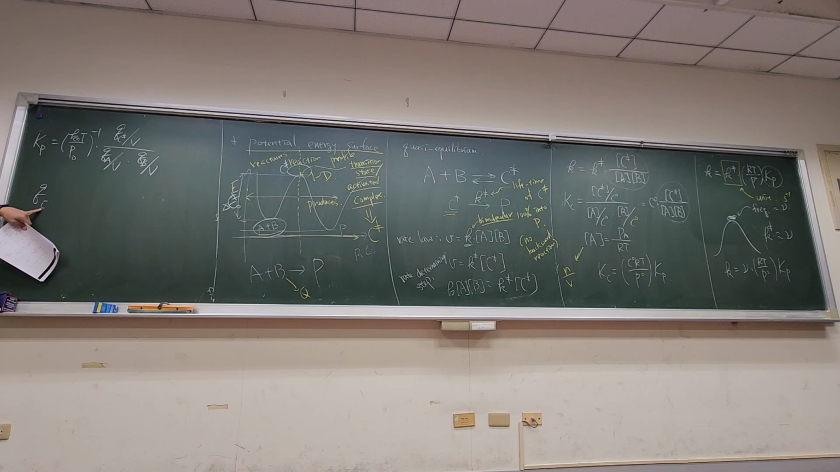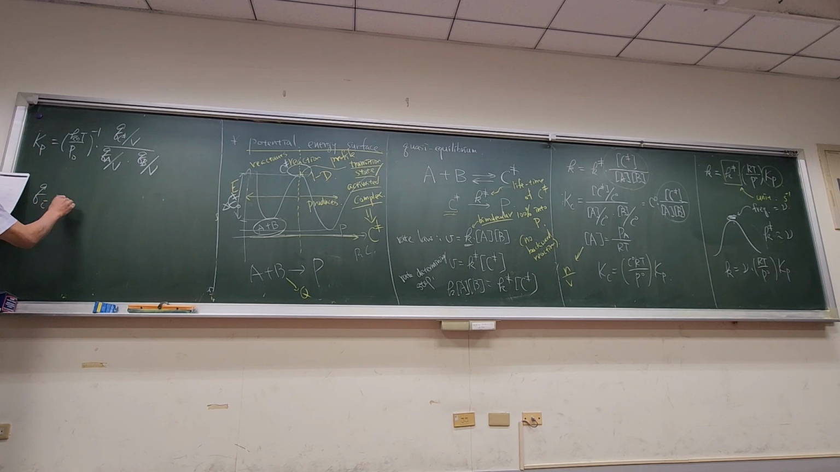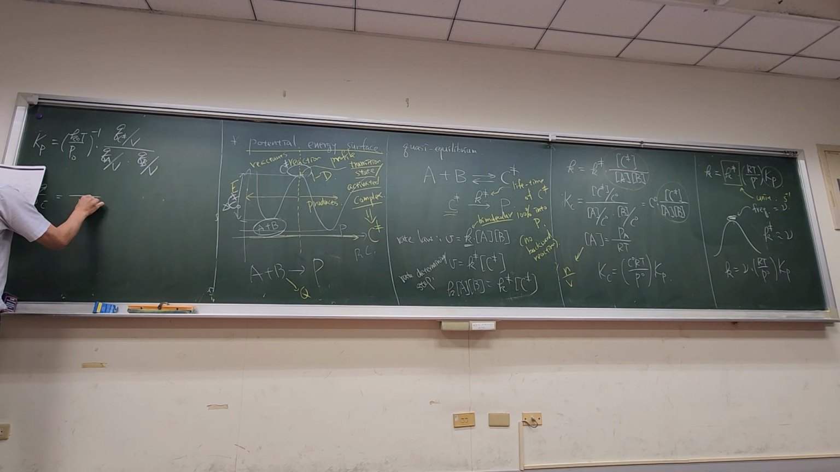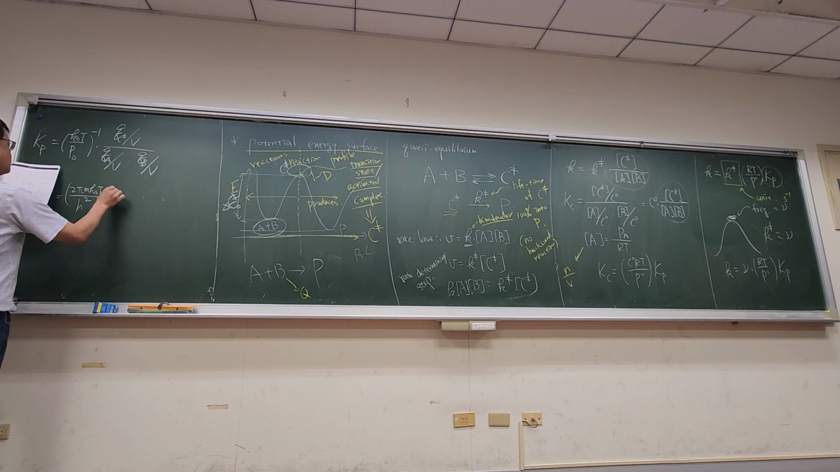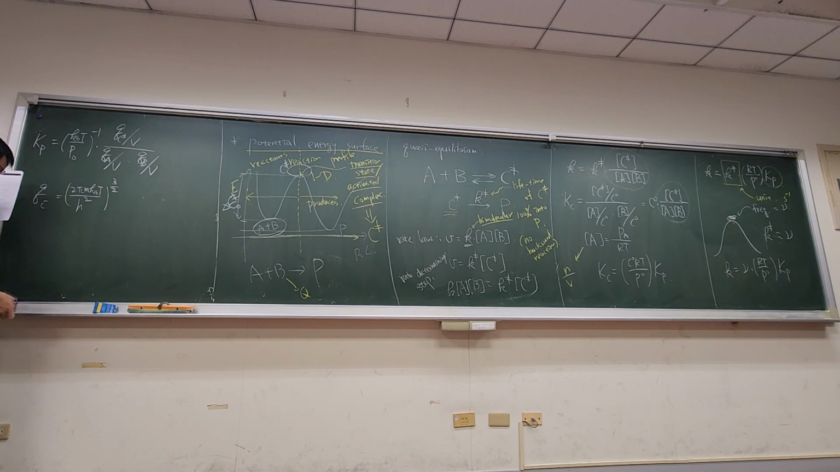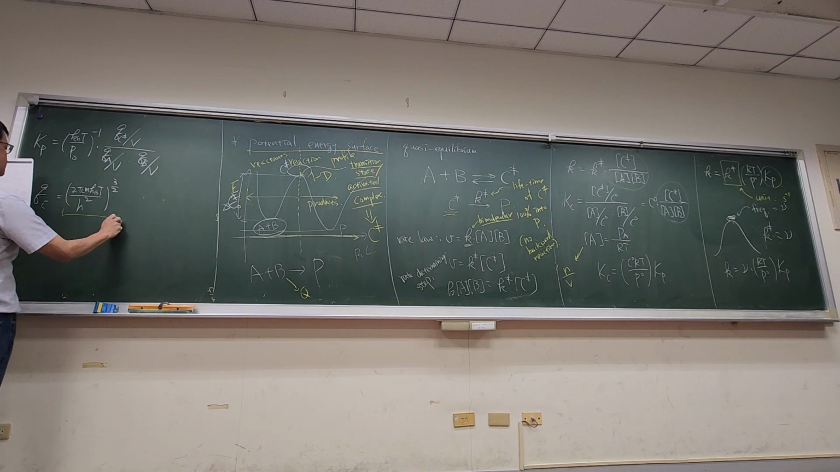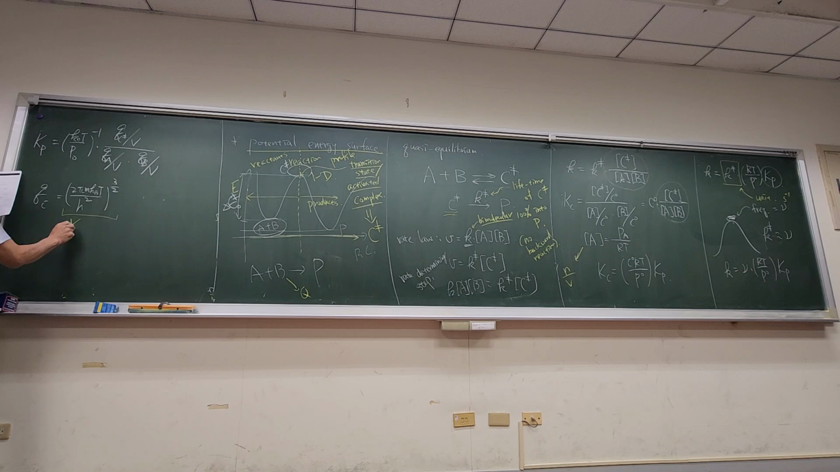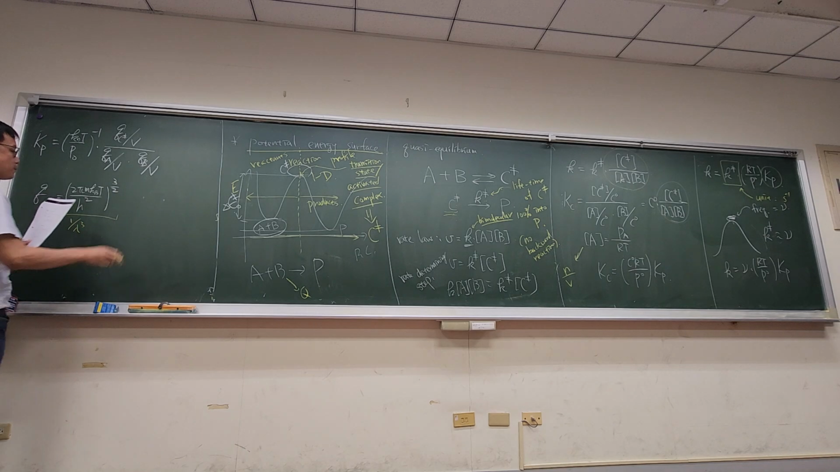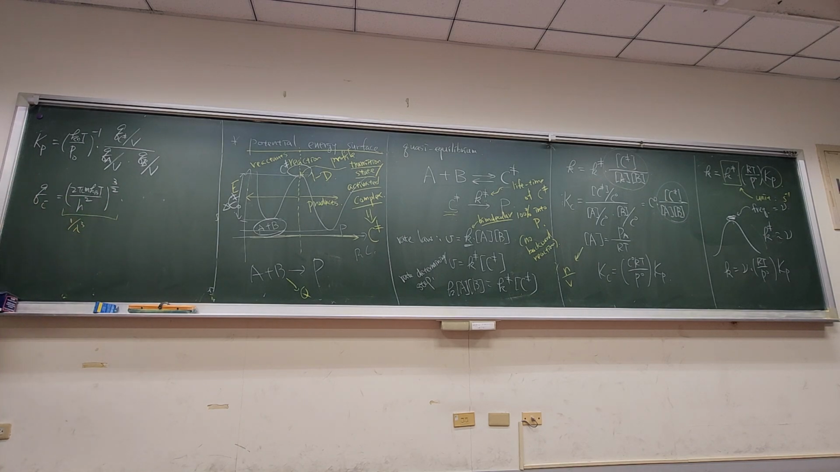Partition function for the ith chemical species will be, well, kinetic part, h squared over 2 pi m kBT to the 3/2. This is 1 over lambda to the cube. Translational part.